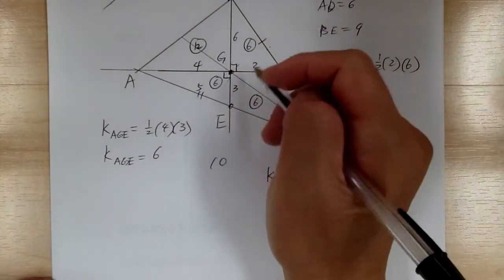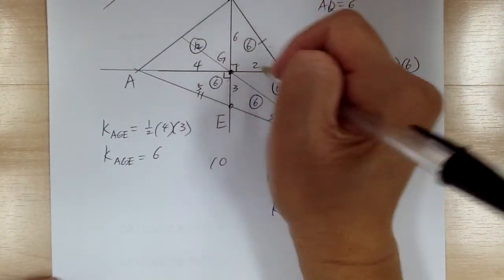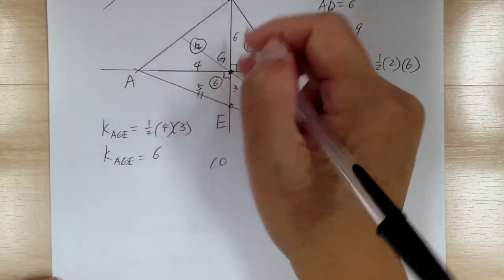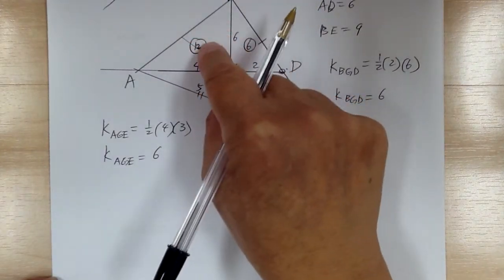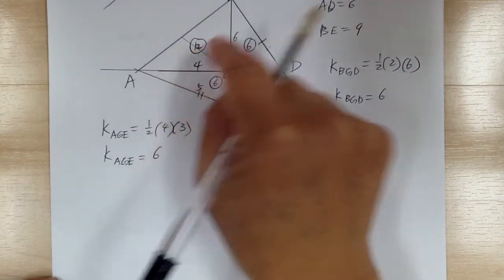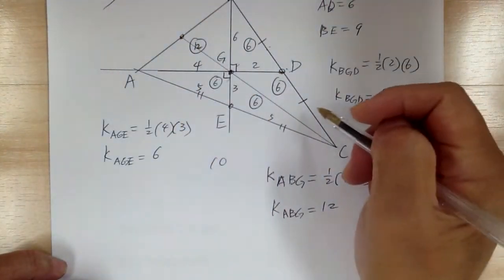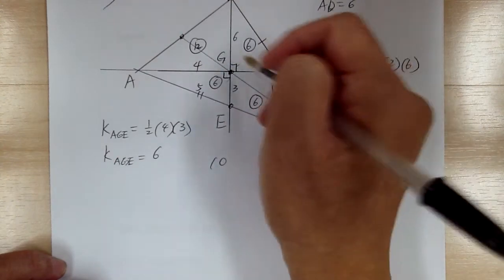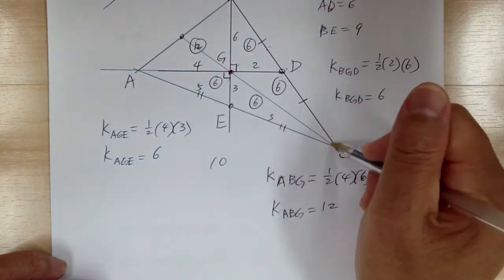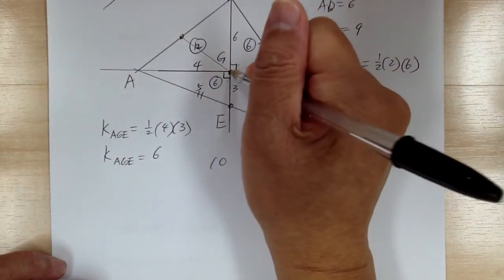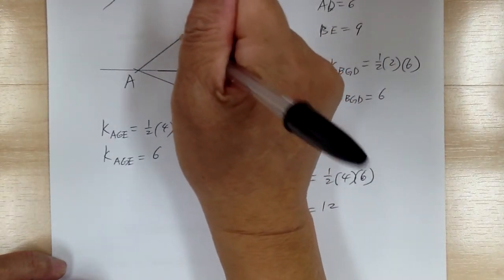What actually happened is that the medians cut this into 6 equal-area triangles, so each area is 6. This one is 12 because it's 2 small triangles. And you'll realize that this will also be the midpoint, because that's what the median does. All 3 medians meet in one point, so when you draw this line through this point, it will reach the midpoint over here.